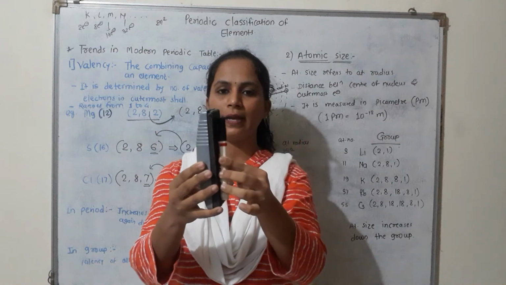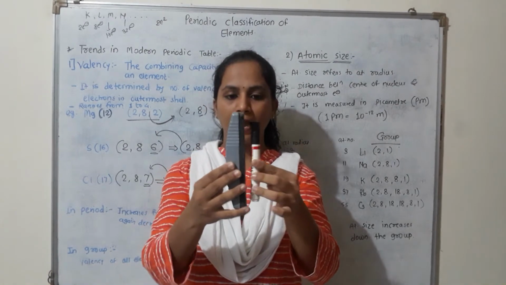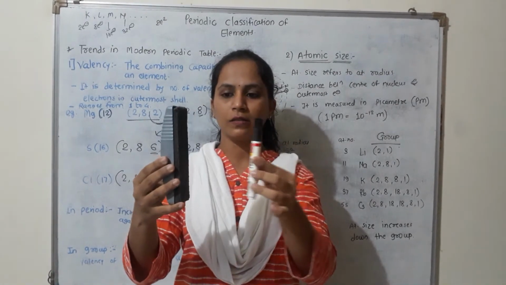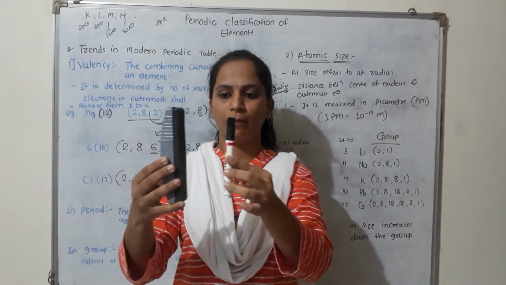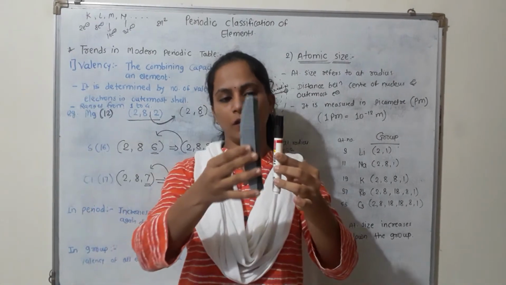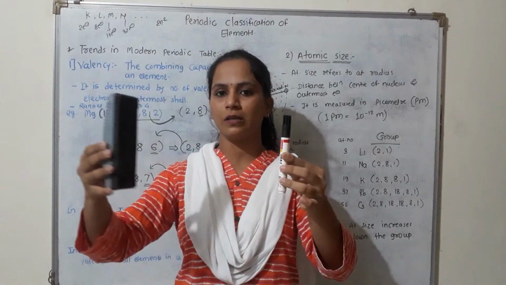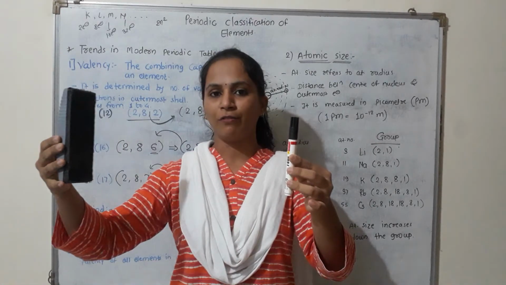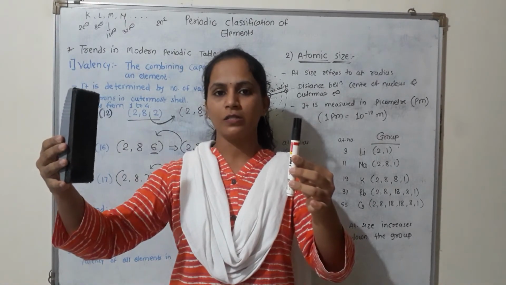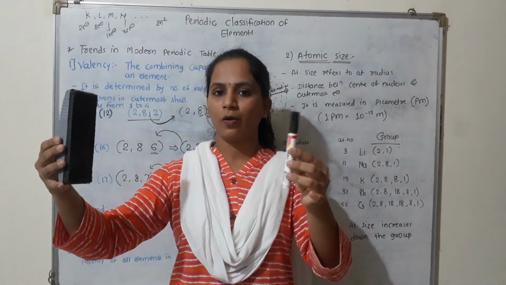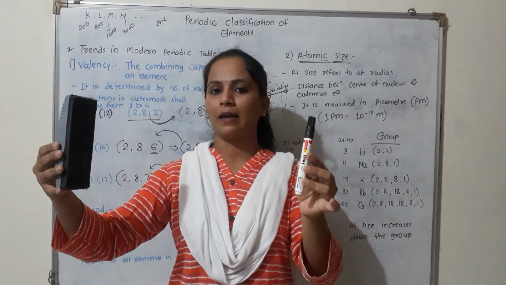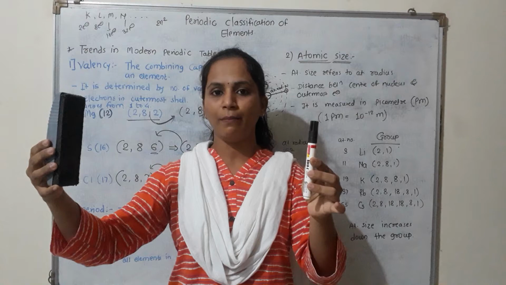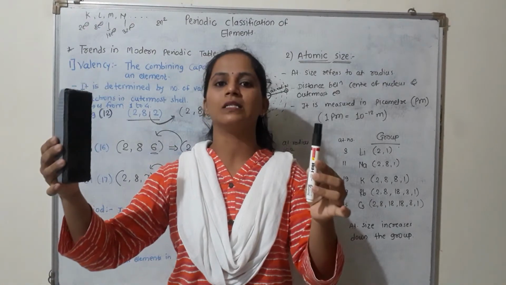This iron nail gets attracted to it. As I increase the distance, still it is attracted to it. But if I continuously increase the distance, then what will happen? After a certain distance, after a certain limit, this nail will not get attracted to the magnet. Why? Because of the longer distance.